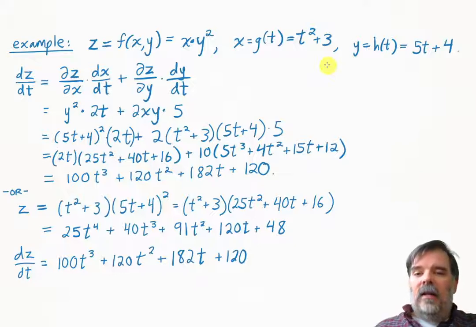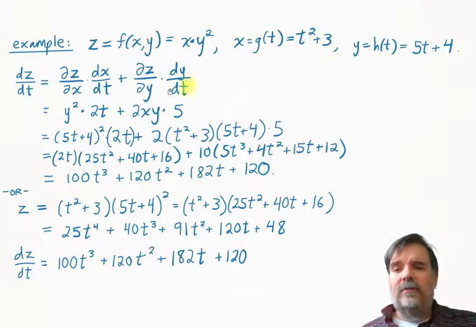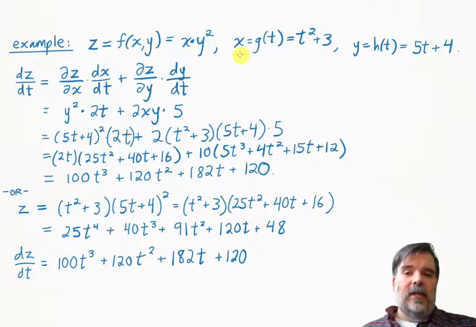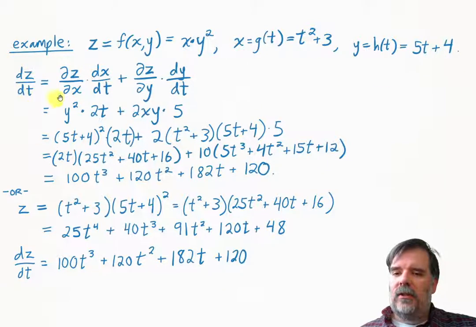So as an example, we're going to solve this problem in two different ways. Let's say we have the function z, it's a function of x and y, and it's equal to x times y squared. Let's furthermore say that x is a function of t, equal to t squared plus 3, and y is a function of t, equal to 5t plus 4. Now the chain rule we just discussed says that dz/dt is equal to dz/dx times dx/dt plus dz/dy times dy/dt. So we need to calculate each of these derivatives and then combine them as specified by this formula.